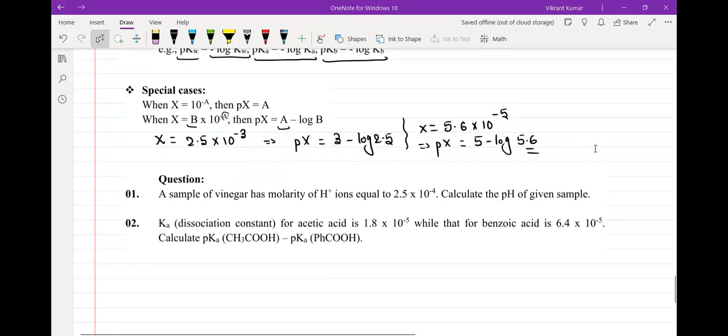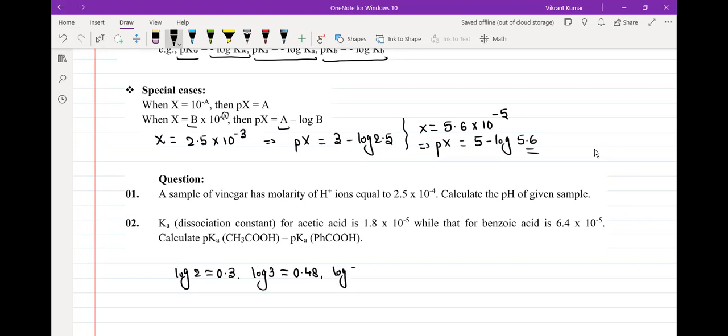So I will give you some of the important log values. You remember the first 3-4 prime numbers, so we can manage any other number. So log 2 is very close to 0.3. Log 3 is very close to 0.48. Log 5 is actually 0.699, but we can take practically 0.7. Log 7 is very close to 0.84, or you can take 0.85. Log 11 is very close to 1.04. This will roughly manage everything.